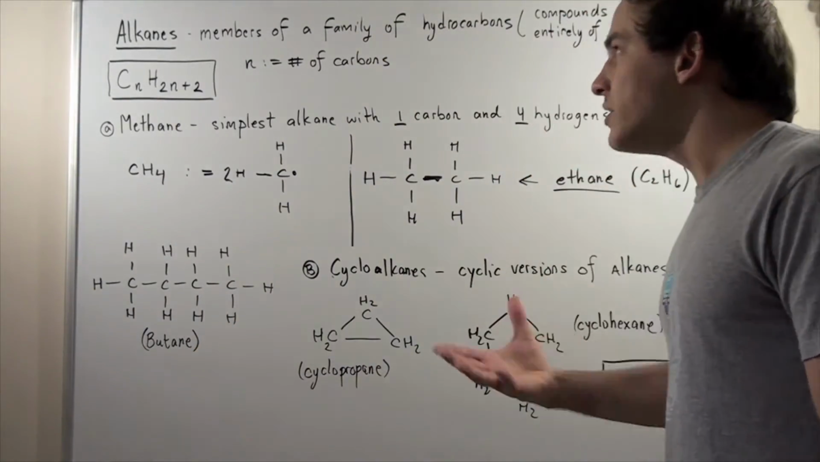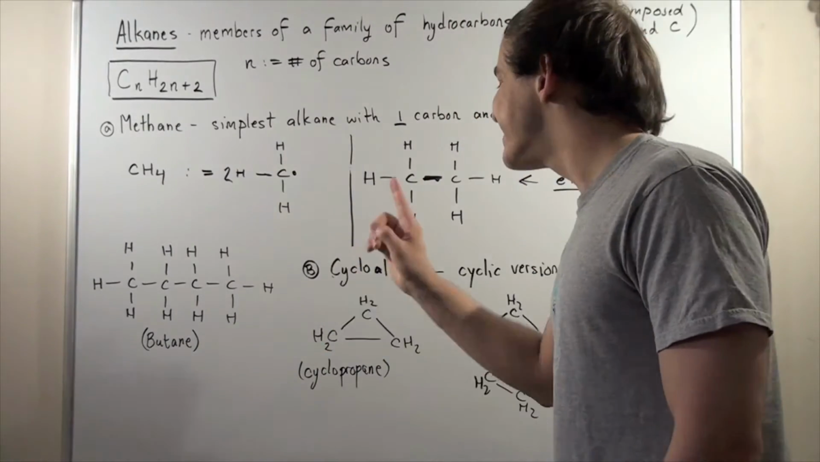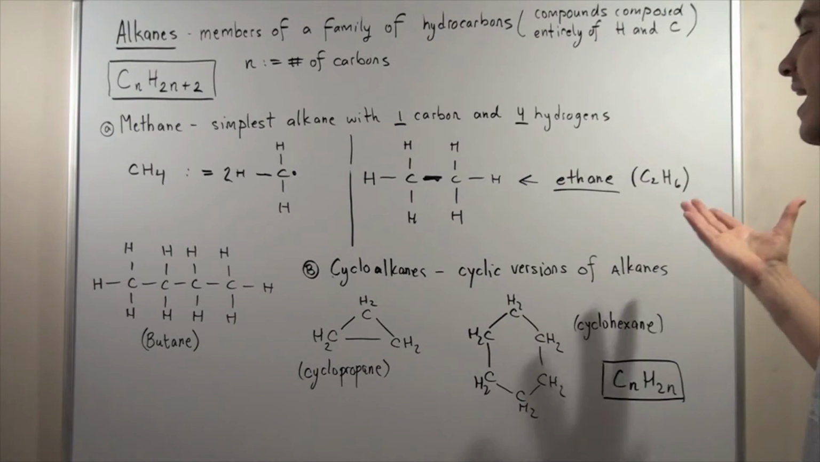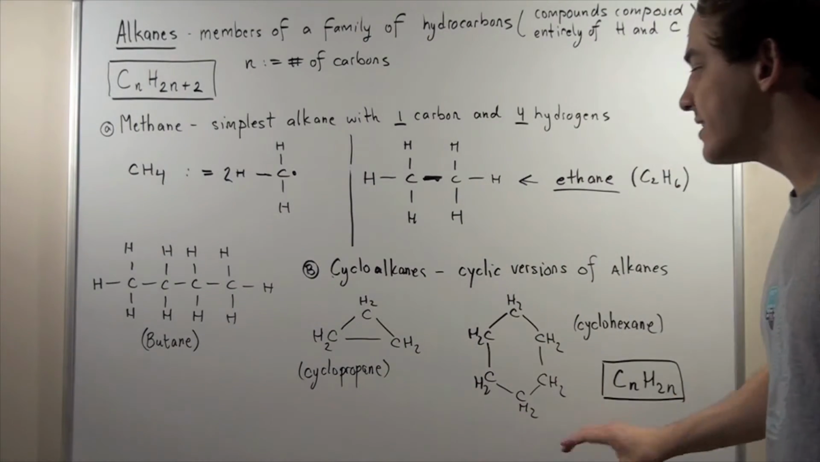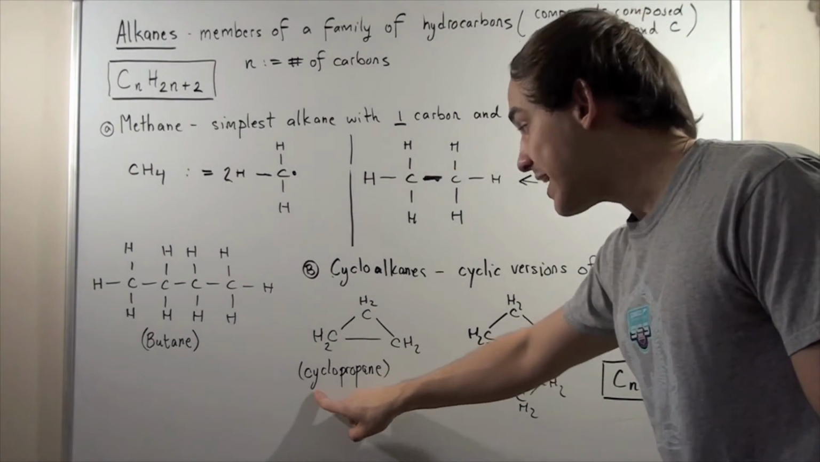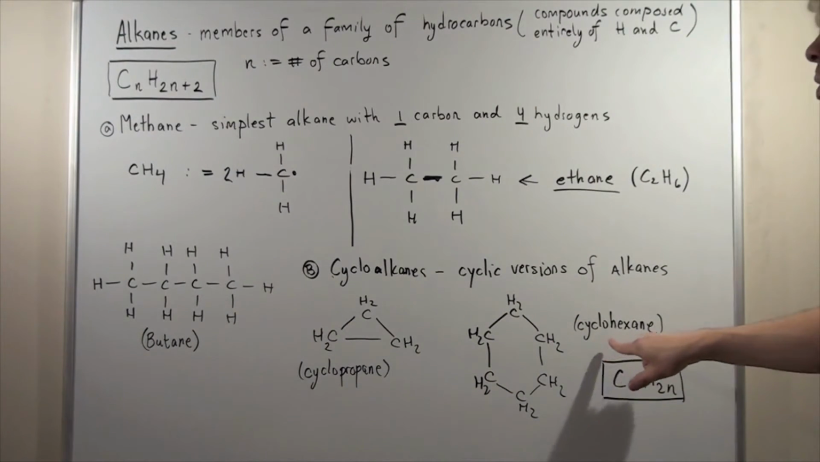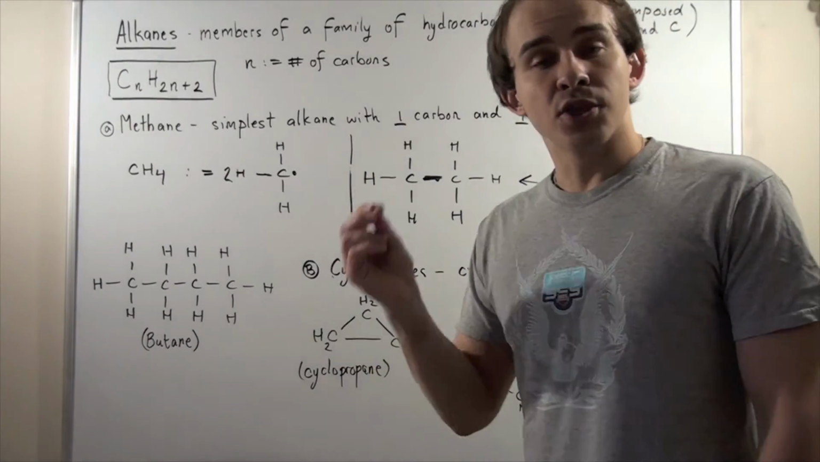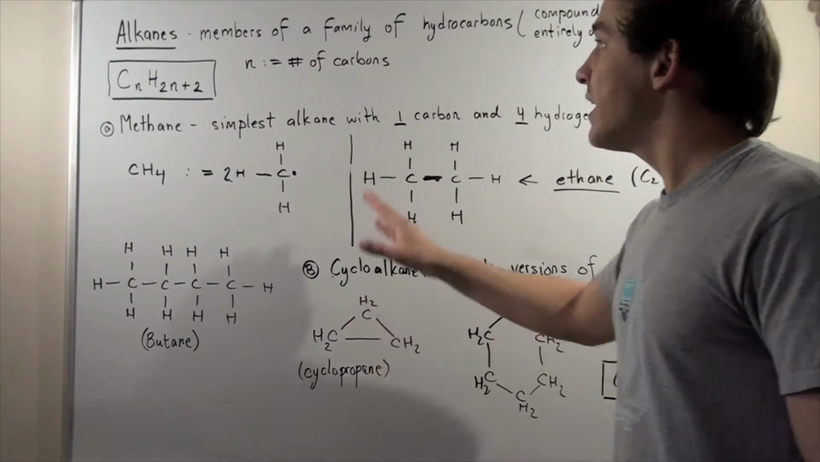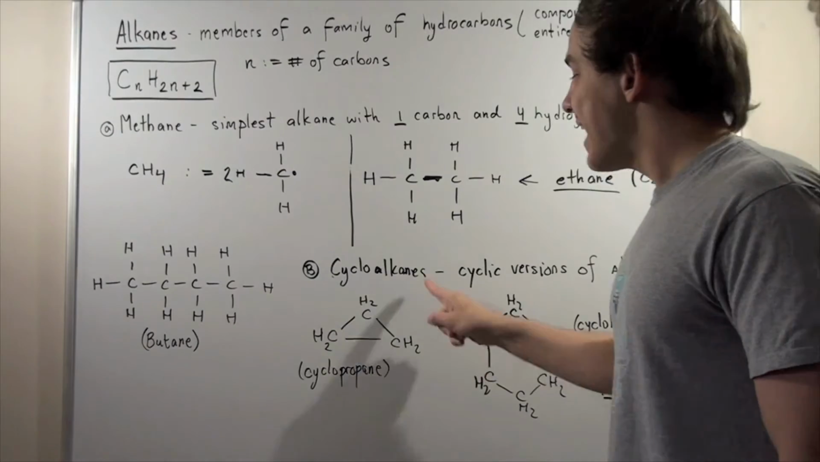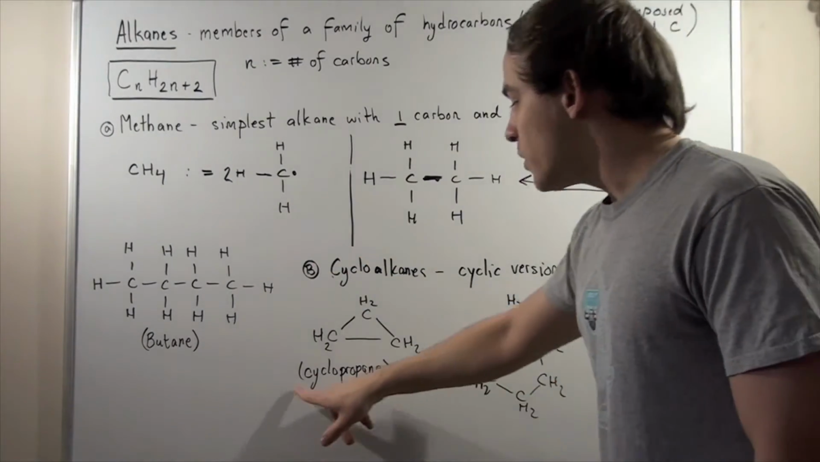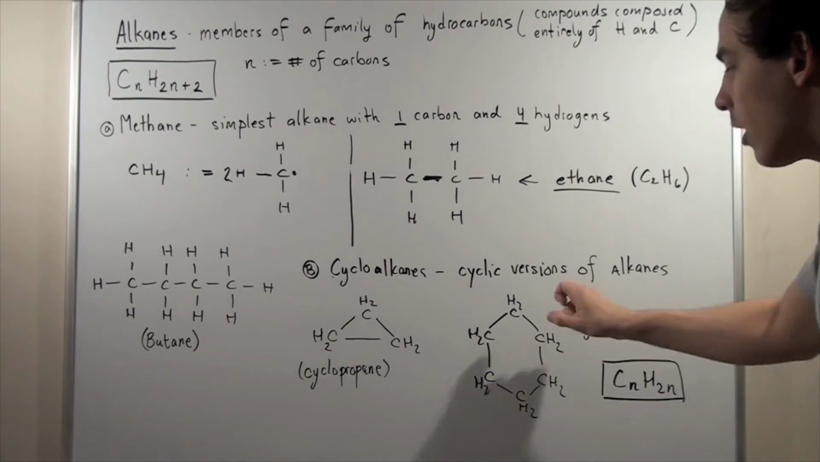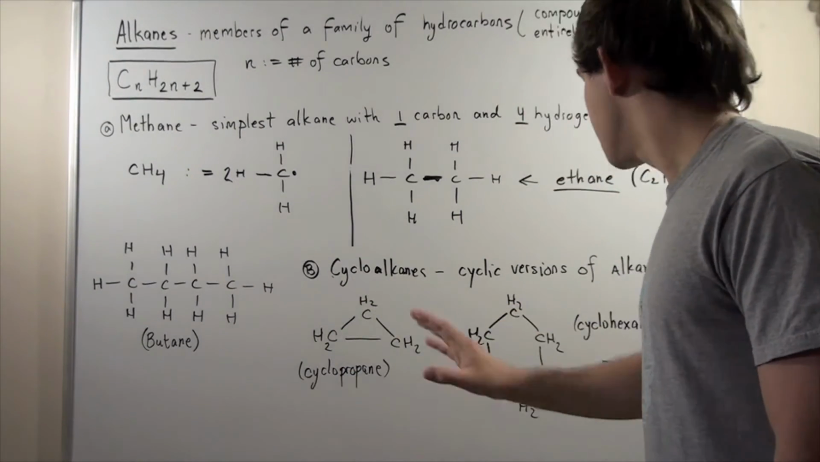Now, another type of alkane are cycloalkanes. These are simply cyclic versions of our alkanes. And here I have 2 examples. For example, cyclopropane and cyclohexane. So essentially, propane, pro means 3. Ane refers to the alkane, and cycle means it's in a cyclic fashion. So here I have cyclopropane and cyclohexane, 3 carbon atoms and 6 carbon atoms here.